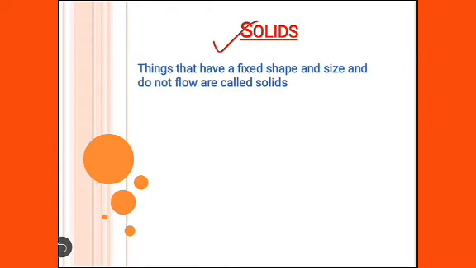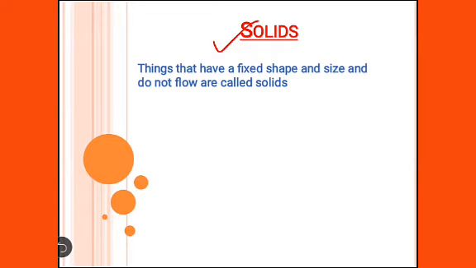Now, let us know what are solids. We can define solids as all those things that have a fixed shape and size and that do not flow are referred to as solids. That means solids have fixed shape and fixed size. Here size is also referred to as volume. It means size and shape of solids does not depend upon the place or the container in which they are kept.